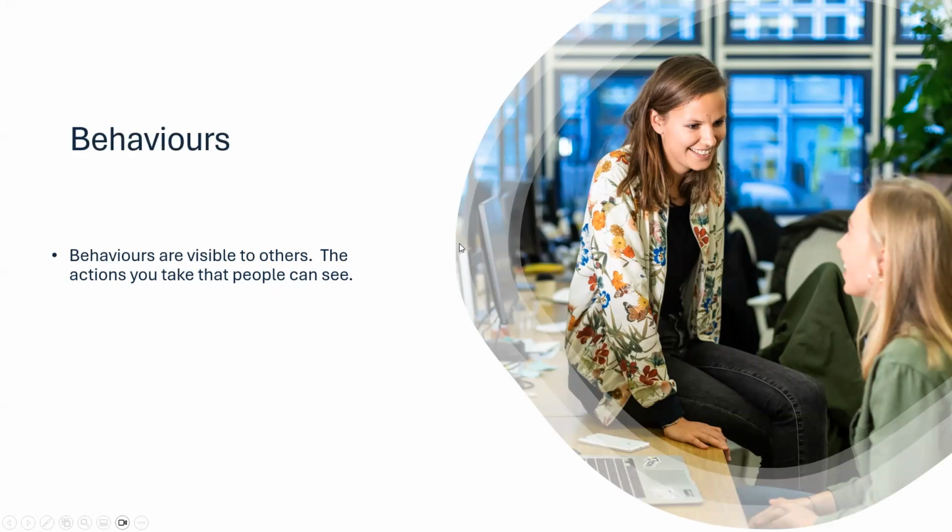So behaviors, a good little image, very approachable person there. Behaviors are visible to others. The actions you take that people can see. So with this bit, we're looking at what do leaders do? What does an effective leader actually do that other people would observe and see happening in the world? It builds quite nicely, I think, on the knowledge and ability question that we did previously. That's 3.1, the knowledge and skill that leaders have.